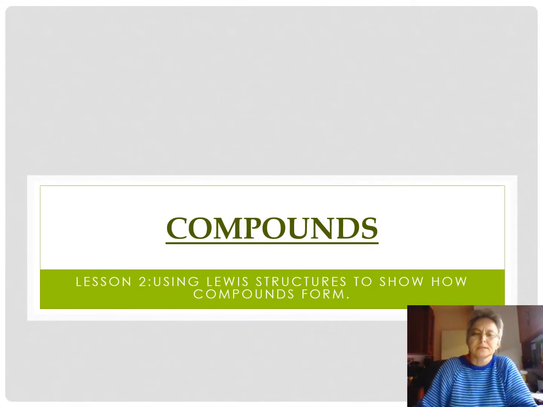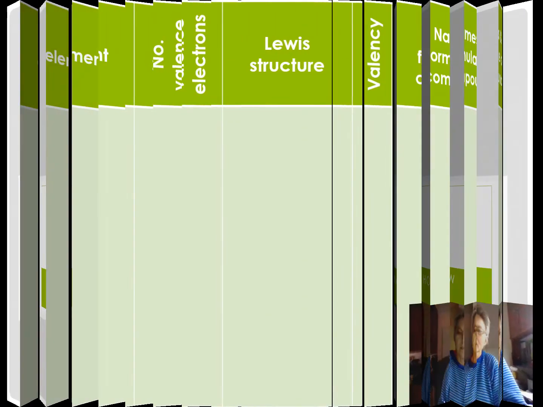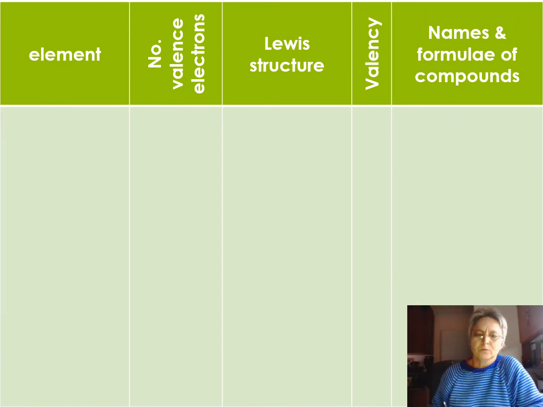In this lesson, second part to using Lewis structures to show how compounds are formed, I would like to discuss the examples where different elements combine chemically. Next, I want to show you how different elements combine. So we've got hydrogen with one valence electron and its Lewis structure showing 1 cross and its valency is 1.